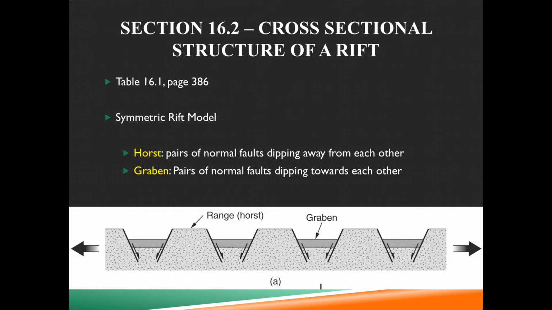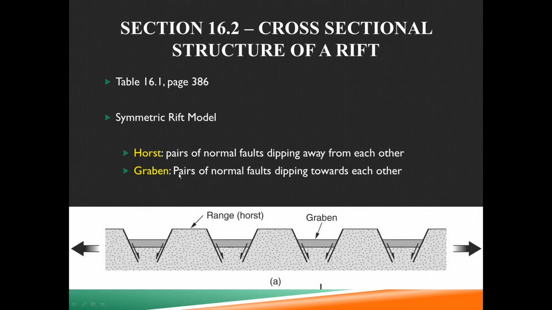In a perfectly symmetric rift model, where it's spreading evenly, thinning evenly, everything is hypothetical and perfect, you get this really regular Horst and Graben type formation. So this structure, the Horst, is where the normal faults are dipping away from each other. So here is a normal fault and a normal fault dipping away, so this is the Horst.